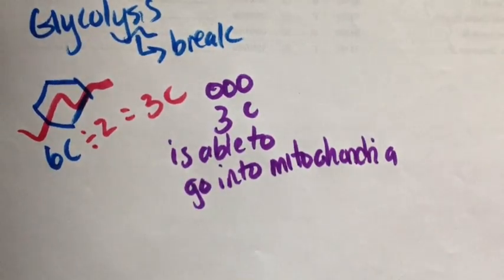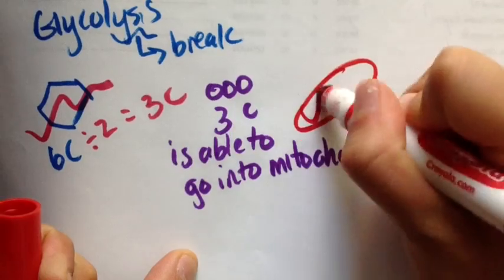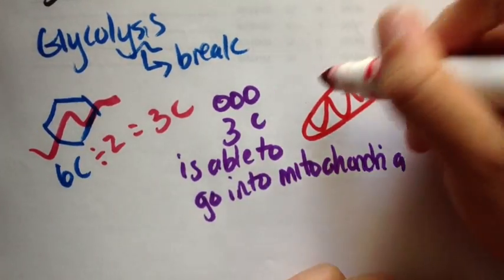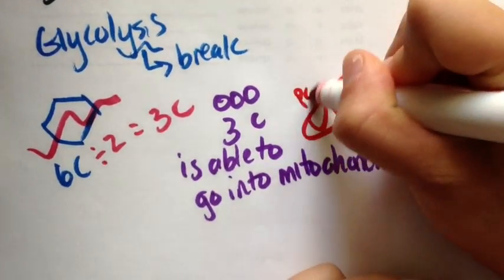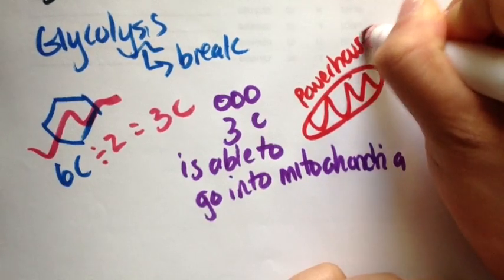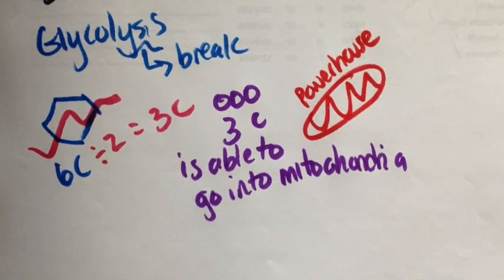So what is a mitochondria again? You might remember from earlier that the mitochondria is the organelle that looks like this. It's the powerhouse of the cell, and it's found in both plants and animals. So now it's able to go inside the mitochondria.